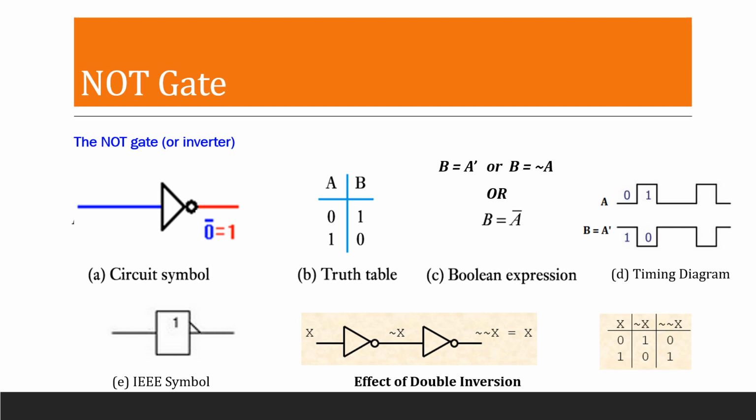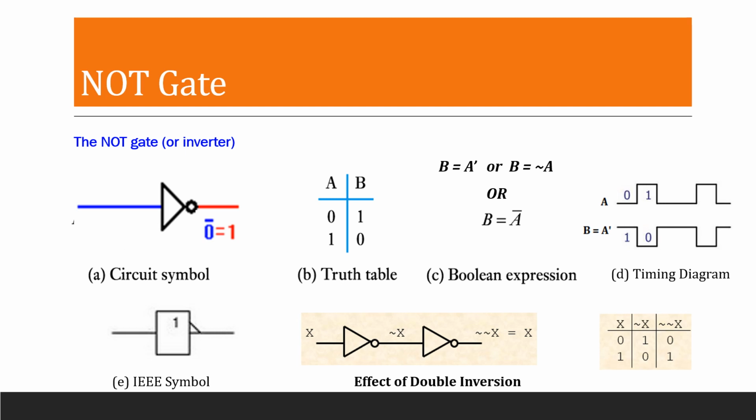Now let's discuss the NOT gate. This NOT gate can also be called an inverter gate because the output will be the complement of the input. That means if A is equal to 0, then the output is 1. If A is equal to 1, then the output is 0. The logical expression used for representing this NOT gate is B = A complement, A bar or tilde A. In the timing diagram, if A is equal to 0, then B is equal to 1. If A is in the high state, then B will be in the low state.